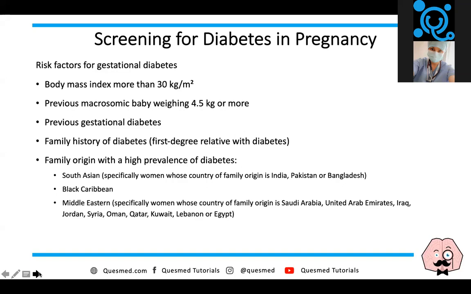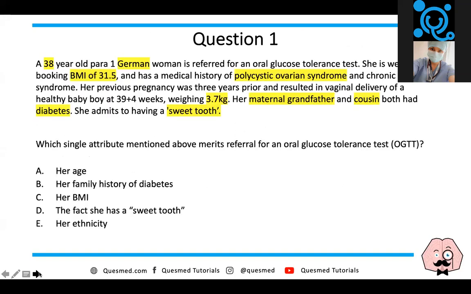So let's check back with our question here. I've highlighted a few of the key points here that might draw your attention. We've got a woman here that's 38, she's German, she's got a BMI of 31.5, she's got a history of PCOS, she's had a previous healthy delivery, sounds like it's a normal weight, normal gestation, and it says her maternal grandfather and cousin have diabetes, and she admits to having a sweet tooth. So it sounds like her diet isn't great and she likes some sugary things. So the single thing mentioned here that merits referral for an oral glucose tolerance test is her BMI.